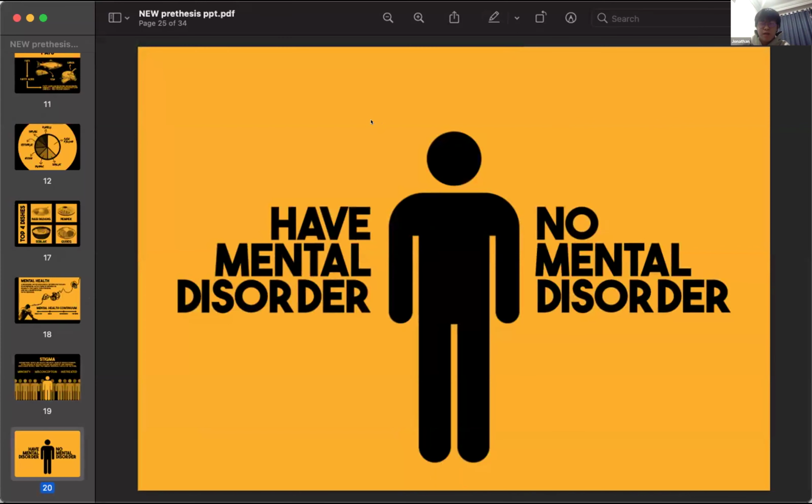Having a mental disorder or no mental disorder, we all look the same. We don't look anything different because it's more mental and not physical. Also, some people have different symptoms, which might be lighter, so it's not really noticeable.